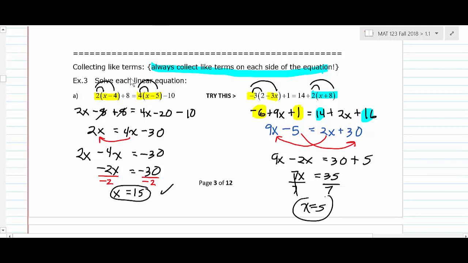Okay. Now your work can look a little bit different than mine. You can get the x on the right side instead of the left side. But if you get your arithmetic correct, then you should be able to do fine.